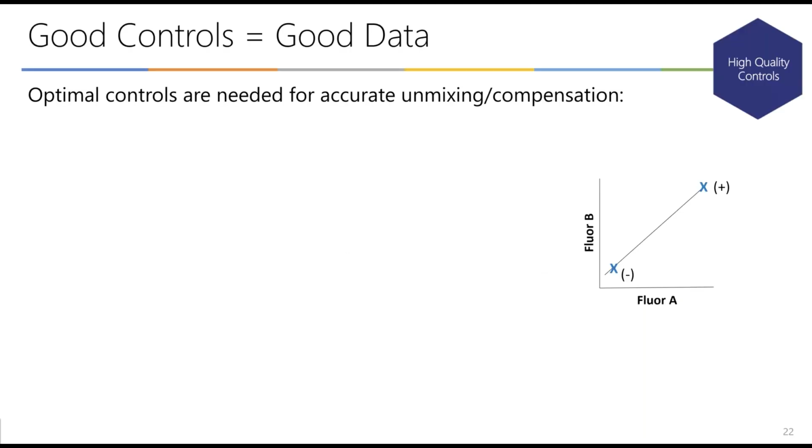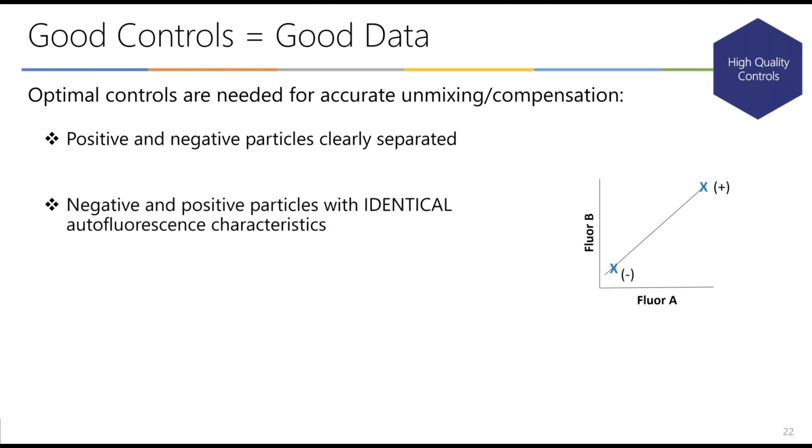So what are the properties of a good single-stained reference control that will allow us to succeed? First, we need our positive and our negative particles to be clearly separated. In order to achieve the best separation, it is essential to titrate your reagents to obtain optimal staining. Second, we need to ensure that our negative and positive particles have identical autofluorescence characteristics. For example, you cannot use unstained cells as the negative particle for positively stained beads, as the negative population will look significantly different between these 2 particle types.